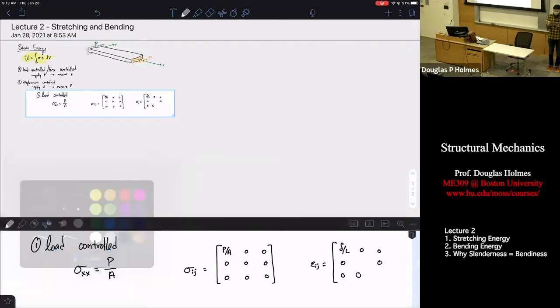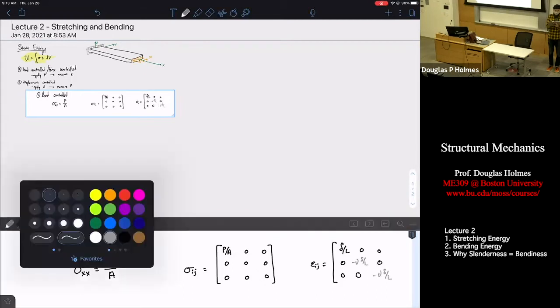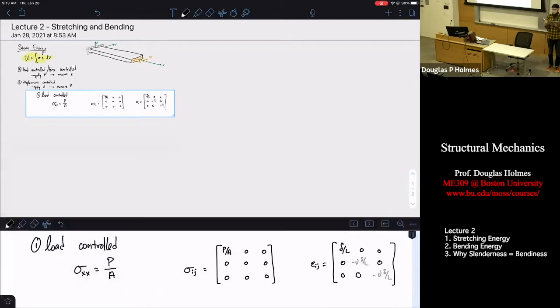And this one is going to be negative nu delta over L, negative nu delta over L, where that nu is our Poisson ratio. I'm writing this down for completeness, just to remind you of what you've learned in mechanics of materials. But I'm going to let you know right now that it doesn't matter because we're taking stress, we're multiplying it by strain, and we're taking each component.